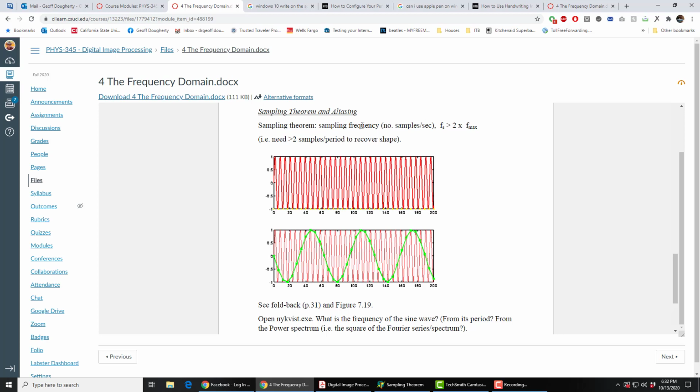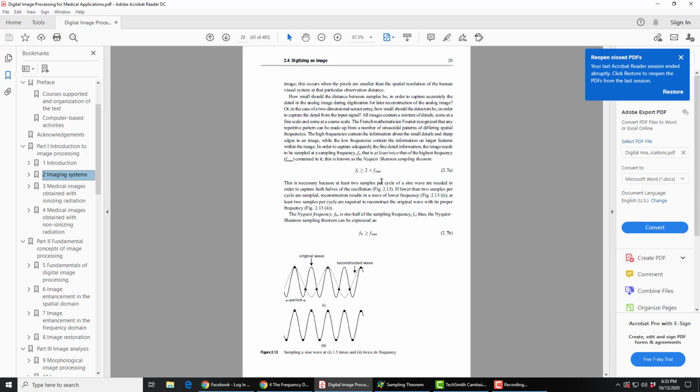You should choose a sampling frequency at least twice. Better 3 times, 4 times. So these two are the same thing. This is in the frequency domain, and this is saying it in the spatial domain. And this is the Nyquist sampling theorem. Now, if we look at the book, on page 29, we see that Nyquist sampling theorem there. The sampling frequency must be at least twice the maximum frequency in the signal or the image that you're sampling. And half of the sampling frequency is known as the Nyquist frequency.